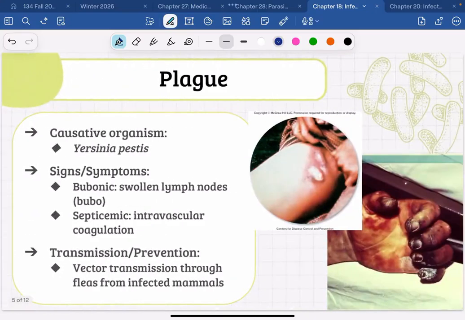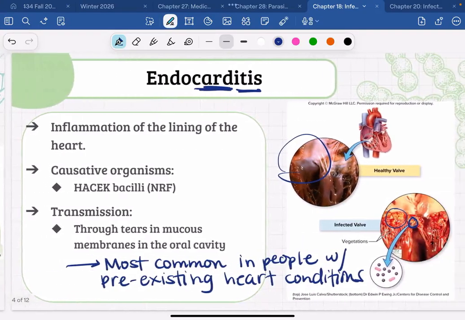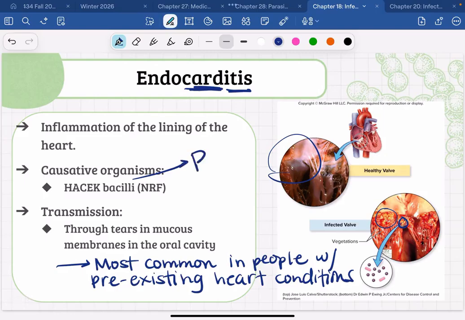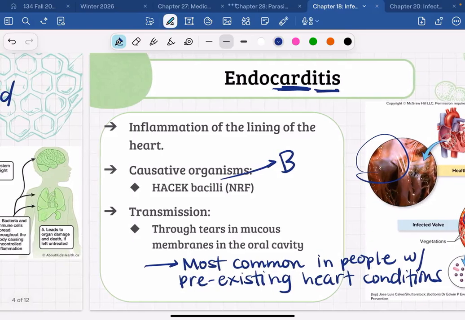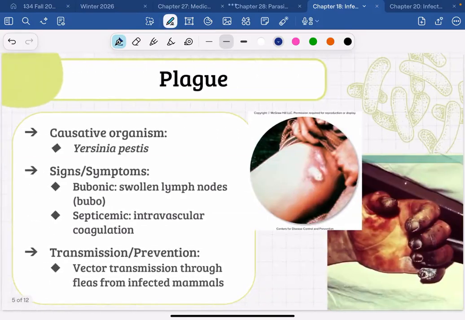All right, our next one, and if I didn't make that clear, sorry, I think I did, but these are all bacteria. I'm putting B for bacteria. So Haychek bacilli are all bacteria. Okay. Our next one is plague, also known as black plague or the black plague.